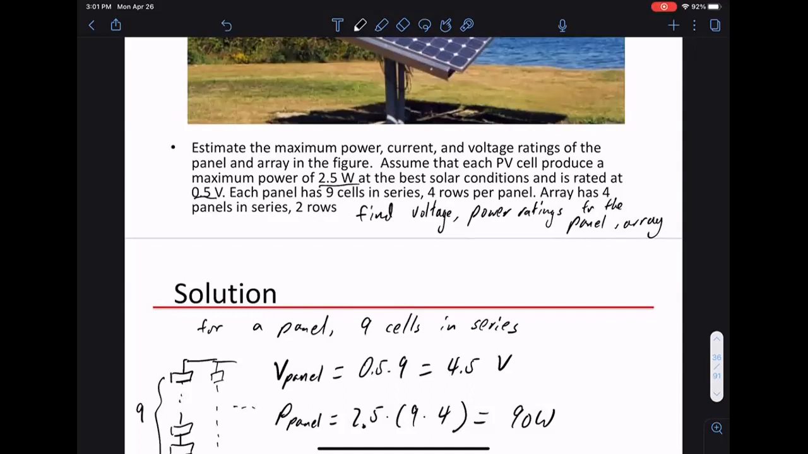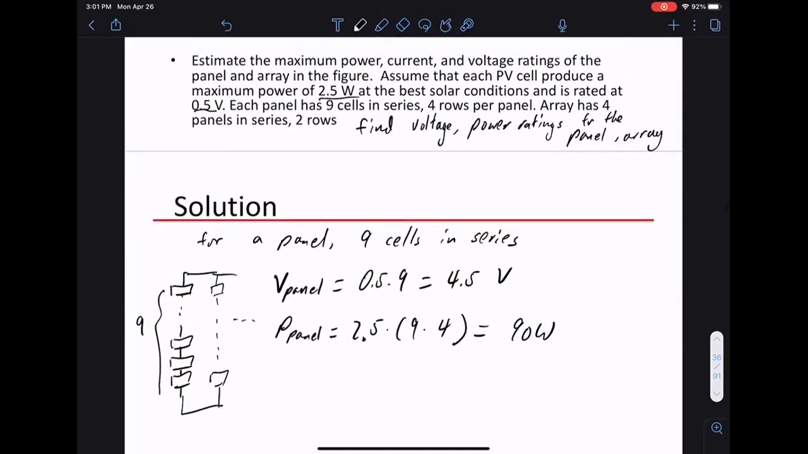Okay, so it's likely you'll get a question like this on the midterm, where we stack arrays in various configurations. This is typically a pretty easy question, but you don't want to lose easy points by mixing up series versus parallel or things like that.